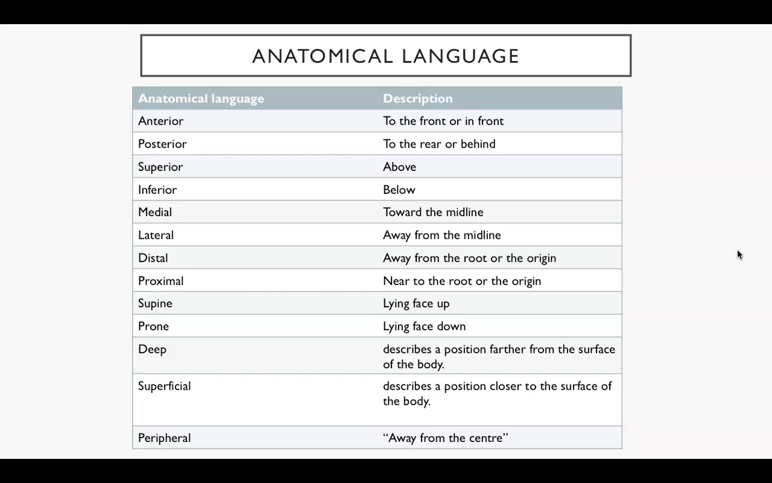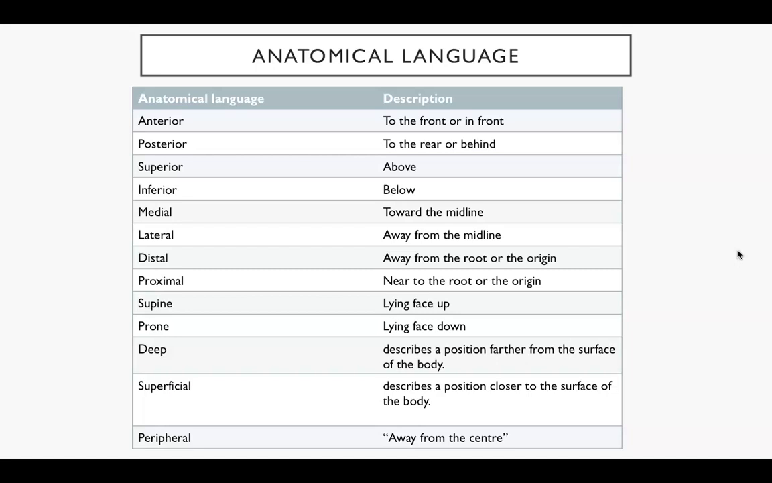For example, with our humerus, which is our arm bone, the one above our elbow and below our shoulder, the proximal aspect of our humerus is close to our shoulder, or the proximal part is closest to the shoulder. The distal part of the humerus is closer to the elbow. That makes sense.